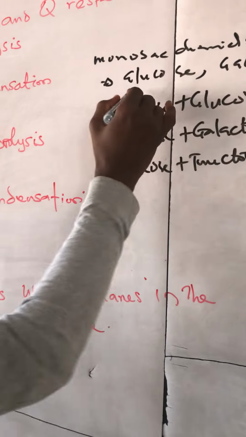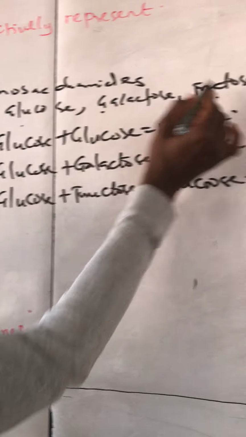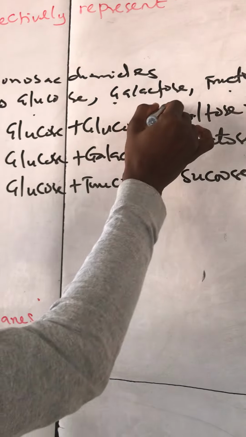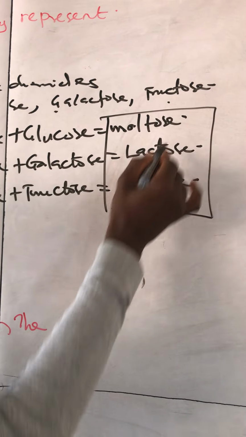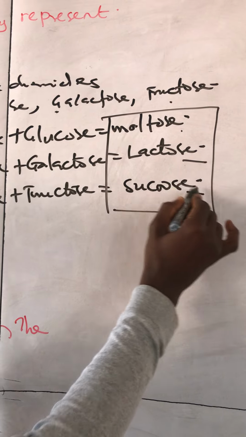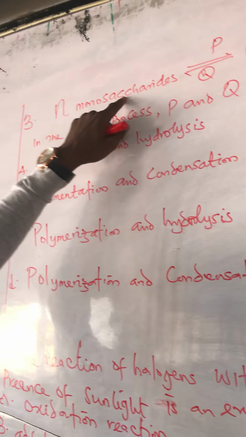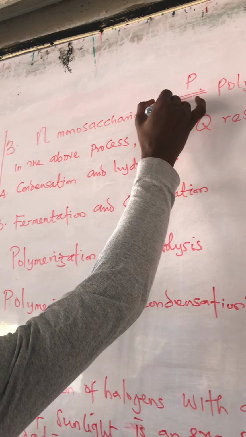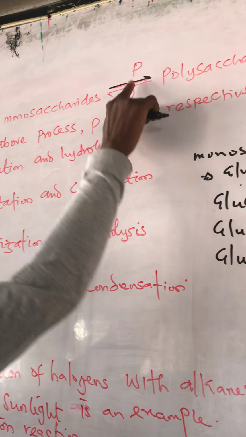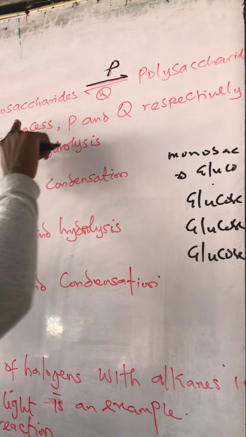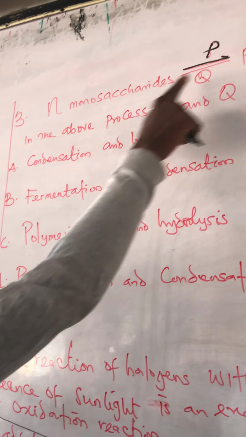Now, glucose, galactose, and fructose are the monosaccharides. Maltose, lactose, and sucrose are disaccharides. But here, a monosaccharide goes in this direction. Now, what do they put here? That is what is going to make a monosaccharide become a what?